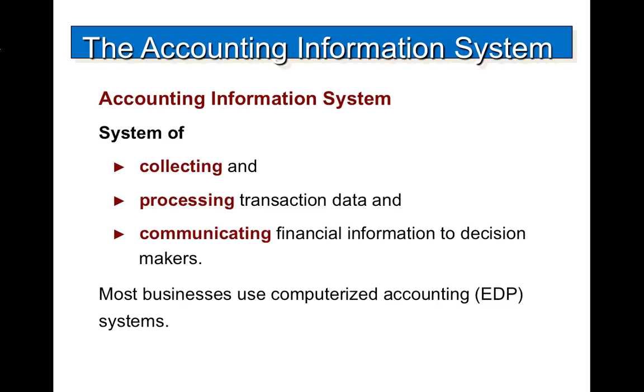The system of collecting and processing transaction data and communicating financial information to decision makers is known as the Accounting Information System. Factors that shape the Accounting Information System include the nature of a company's business, types of transactions, the company size, the volume of data, and information demands of management and others. Most businesses use computerized accounting, which is called EDP, systems.